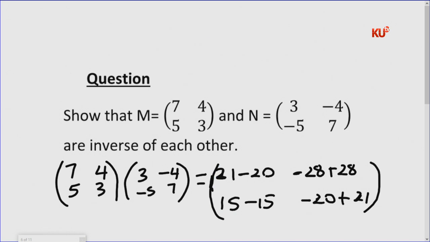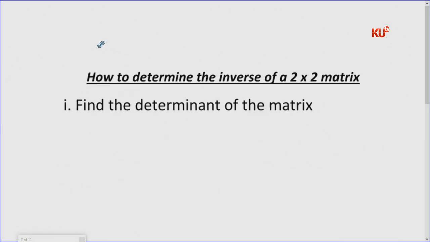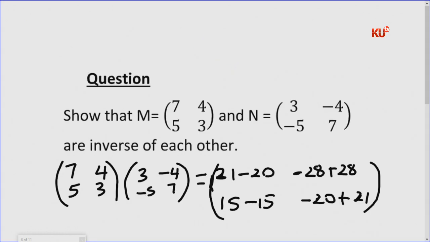Negative 28 plus 28 is 0. 15 minus 15 is 0. And negative 20 plus 21 is 1. And therefore, in this case, the matrix is 1, 0, 0, 1. And since this is an identity matrix of a 2 by 2, it means that M and N are inverse of each other. That was the task we were to confirm, whether M and N are inverse of each other.